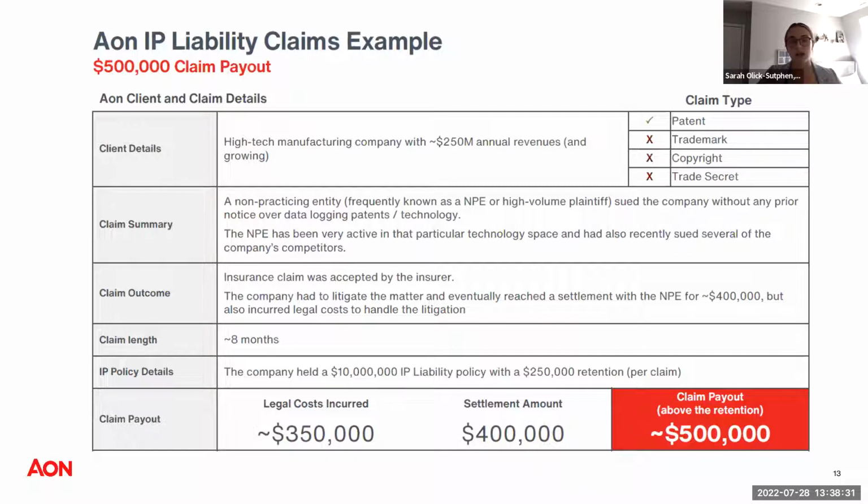So really just wanted to highlight how the insurance actually works, what the process looks like when a claim does come in, how you notice the insurer and the process for keeping them in the loop, and ultimately just showing that the insurance does work.